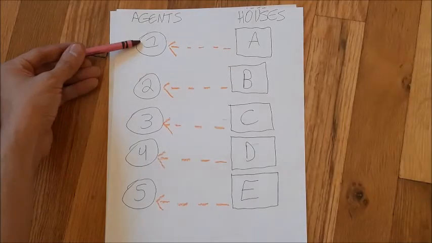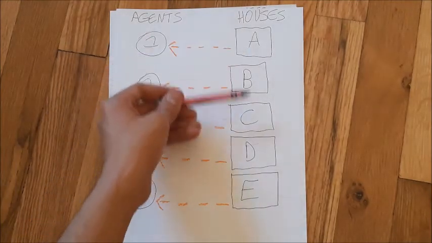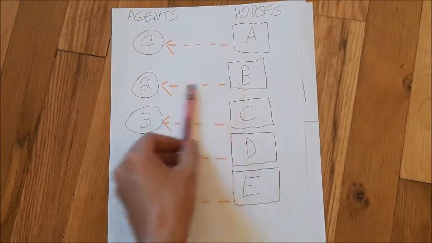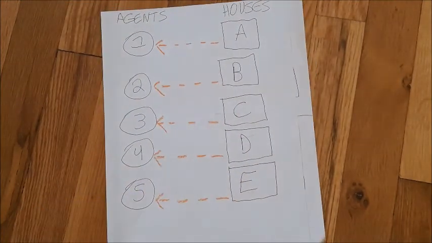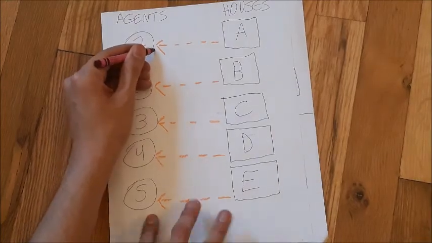So I have here a set of agents 1, 2, 3, 4, and 5, and houses A, B, C, D, and E. Now, as it was stated in the algorithm, each house points to its owner. And in round 1, each person is going to point to the house that they want the most. So I'm going to draw that out in pink here.